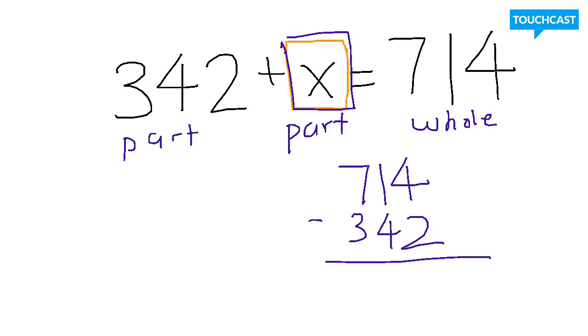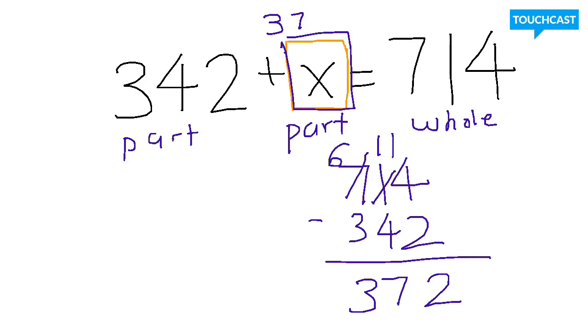4 minus 2 is 2. 1 ten minus 4 tens, can't do it, so I borrow. 700 becomes 600. 1 ten becomes 11 tens. Now let's look at the tens place. 11 tens minus 4 tens is 7 tens. 600 minus 300 is 300. So you should have gotten 372.